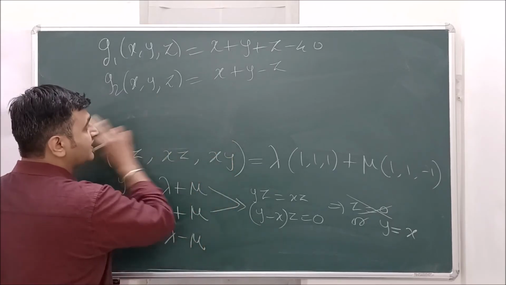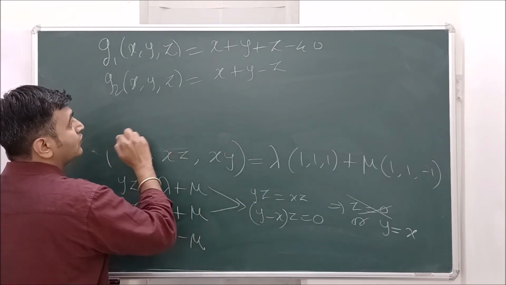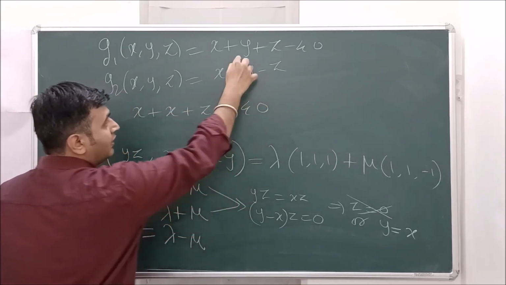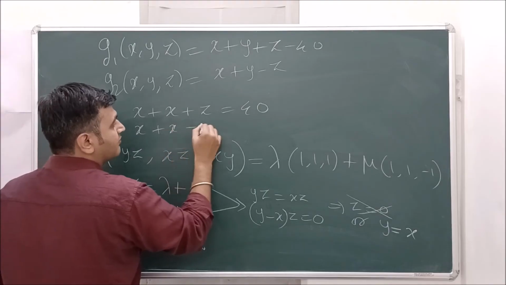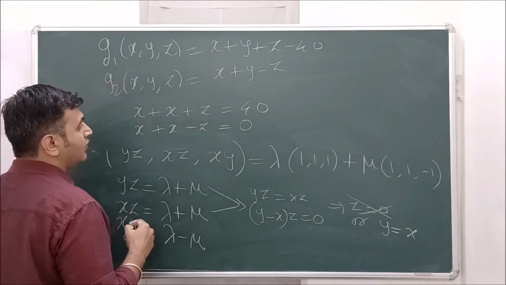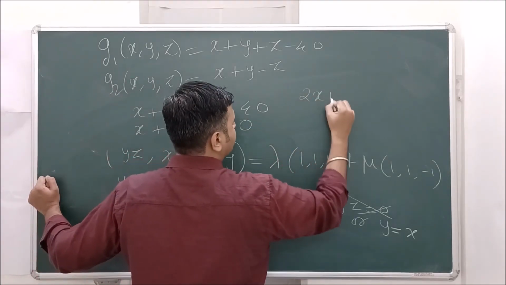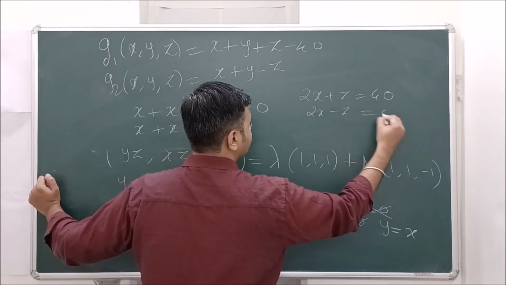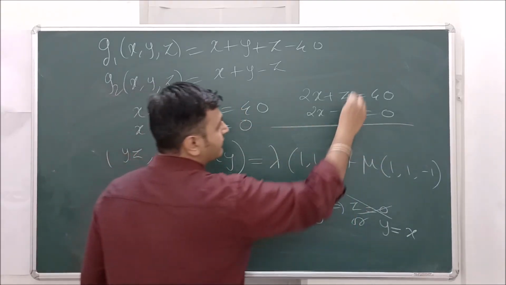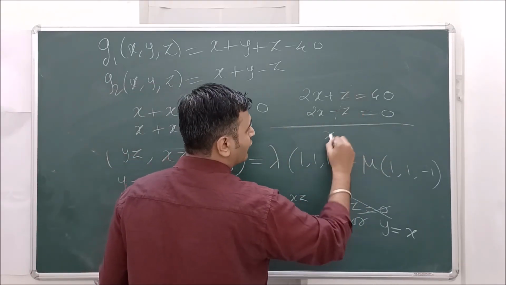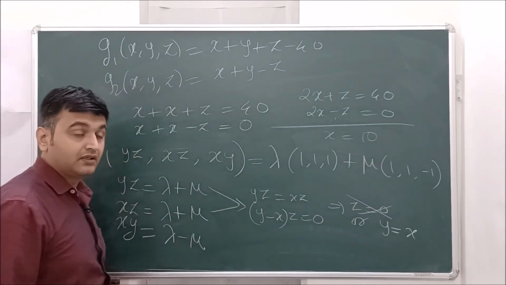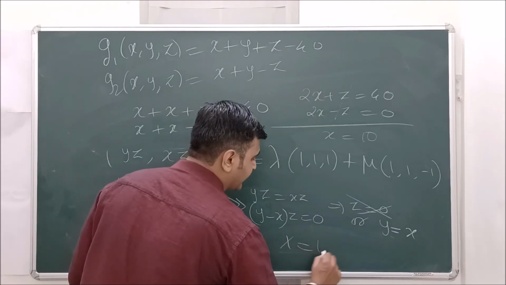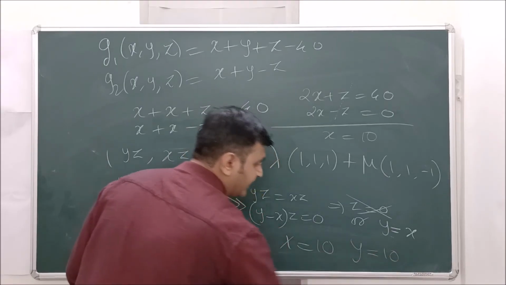Okay, so the only possible case is y equal to x. So when you put y equal to x, what do you get? x plus x plus z equal to 40, and x plus x minus z equal to 0. So you have 2x plus z equals 40, and 2x minus z equal to 0. If I simply add them, 4x equal to 40, so x equal to 10. Once your x is 10, your y is also 10.